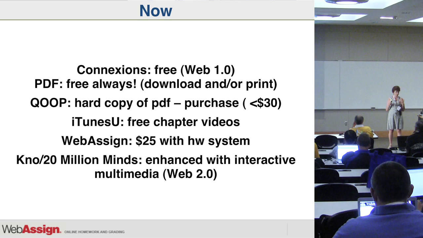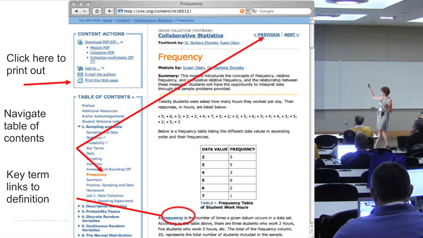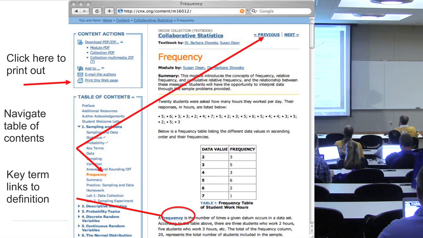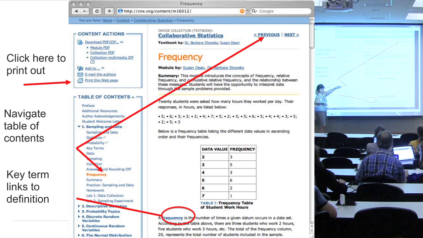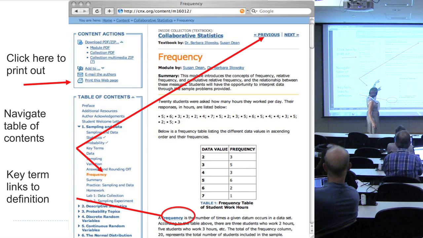Okay, so here's the connection site. So when you go up, the URL is up there. This is frequency right here, this one section. And so you can maneuver back and forth with it. You can see the module. Those are links to email us. You can download the whole PDF, the module, a different collection, just this part. If this module were a lab, then you could download and print out the lab or the homework in both Word or PDF format, so you could get it there. What I want to show you is anything in blue here is either a hyperlink or you can scroll over it and the definition pops up.